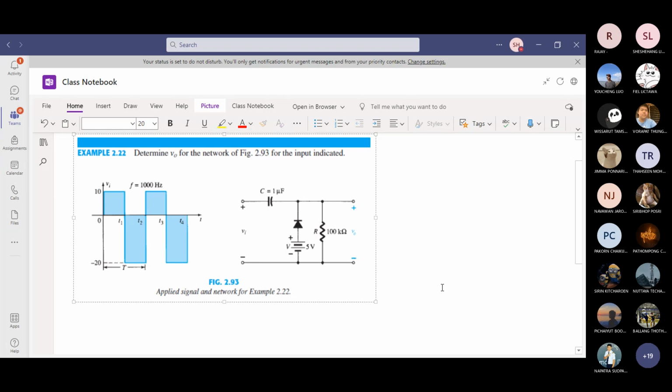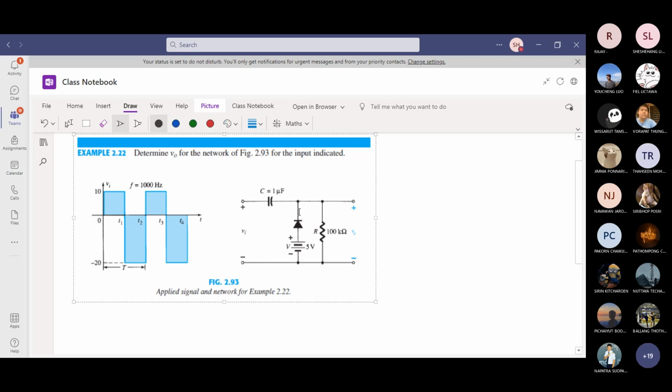Is Seni here? Mr. Seni. Seni, looking at this circuit, at which part of the half cycle of the input waveform will the diode be on? Positive half cycle or negative half cycle? Negative. Negative half cycle. His answer is correct. You can see the diode is upside down, so it's reverse bias actually. In the negative half cycle, the diode will be on.